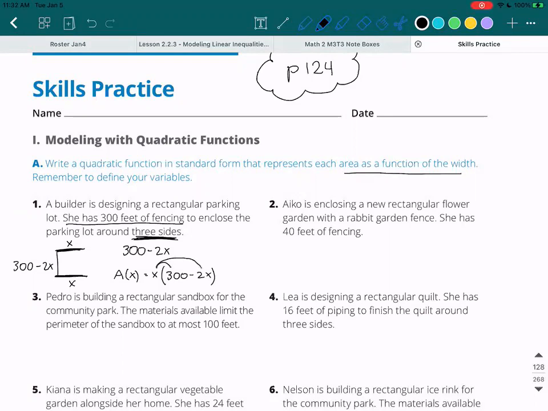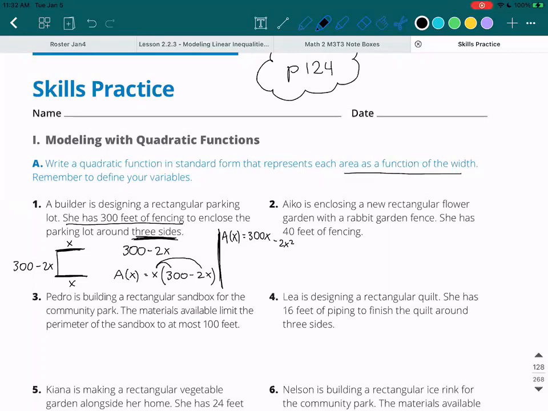And then finally, we're going to distribute so that x gets multiplied to both of those. I'm going to write it over on the right side where I have space. So a of x is equal to x times 300 is 300x. And then x times negative 2x is negative 2x squared. I should have written smaller, but it's okay. So we got 300x minus 2x squared.